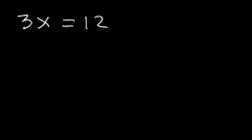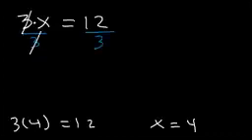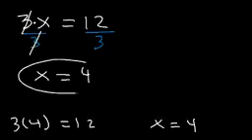Try this one. 3x equals 12. What is the value of x? What this equation is really saying is, 3 times what number is equivalent to 12? We know that 3 times 4 is 12. Therefore, x is equal to 4. But how can we show work? Since the 3 is multiplied by the x, to separate the 3 from the x, you need to do the opposite of multiplication, which is division. So we need to divide both sides by 3. So 12 divided by 3 is 4.